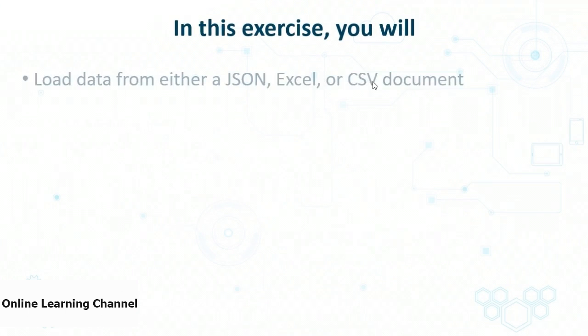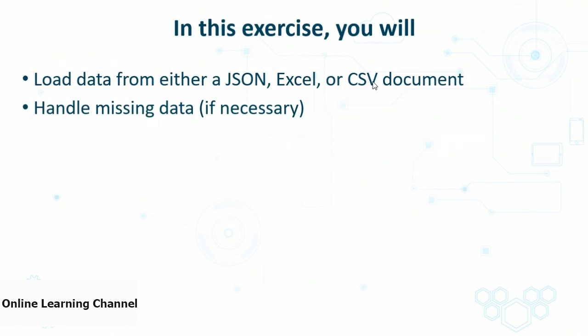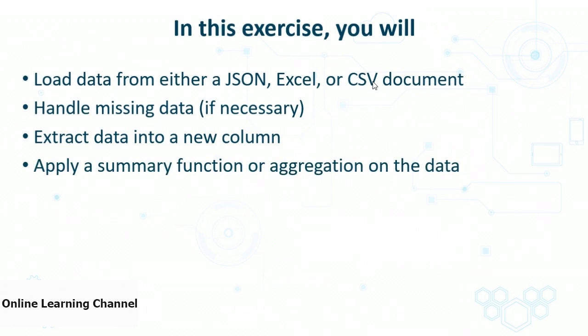In this exercise, you'll load data from either a JSON, Excel, or CSV document, then handle missing data if necessary, or carry out any other data wrangling tasks you need to. Then extract some data into a new column, either based on some subset or some computation of a previous column. Then apply a summary function or aggregation on the data.